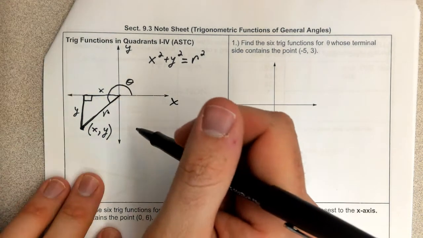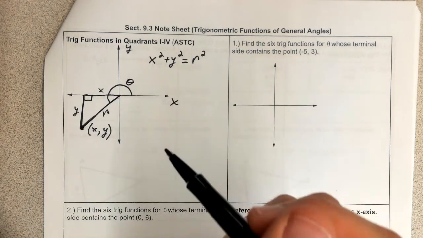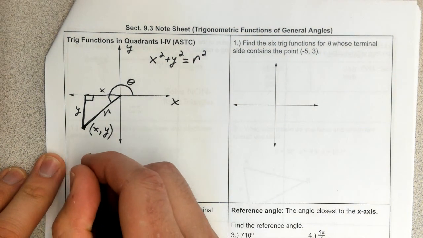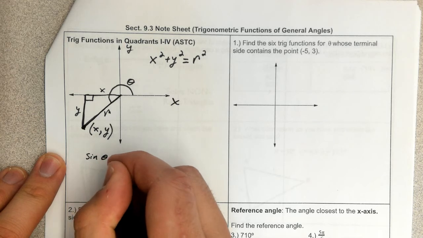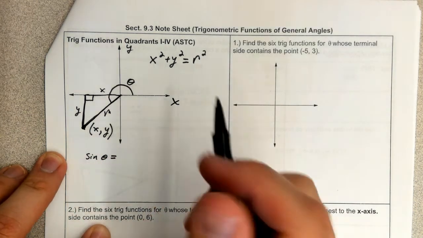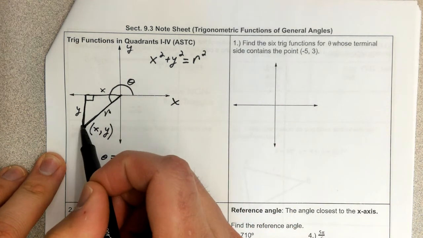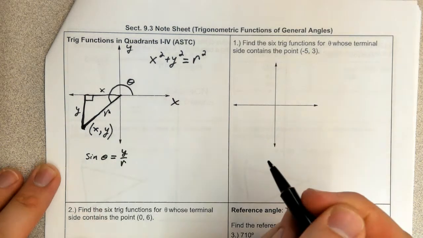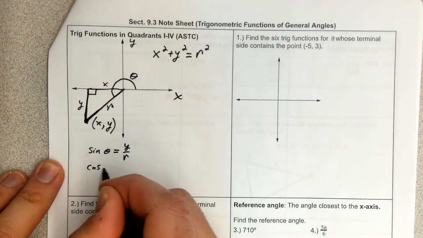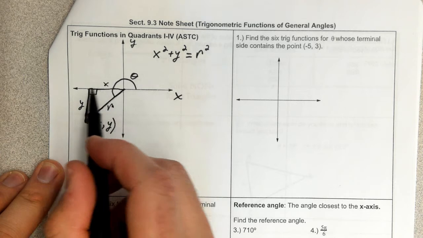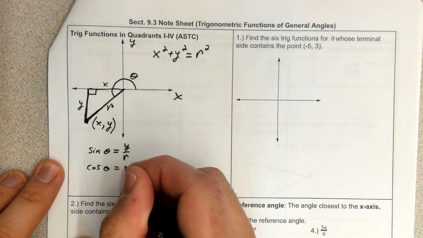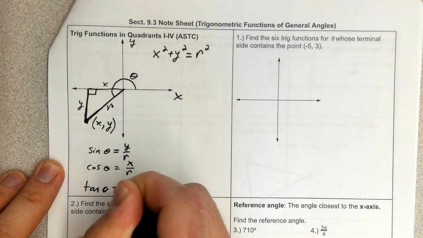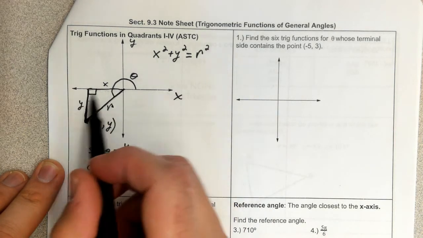Of this angle, it turns out there are some interesting properties of sine, cosine, and tangent. Sine of theta is going to be equal to the opposite side here, which is y, over the hypotenuse, which is r, so y over r. Cosine of theta is going to be equal to the adjacent side over the hypotenuse, which is x over r. And tangent of theta is going to be equal to the opposite over adjacent, which is y over x.